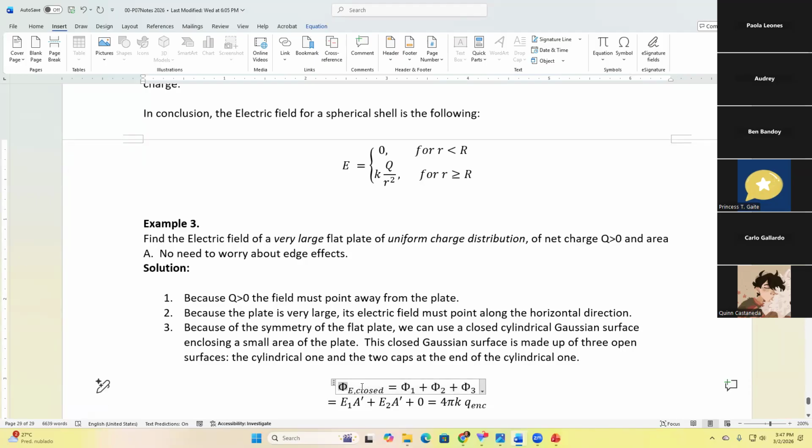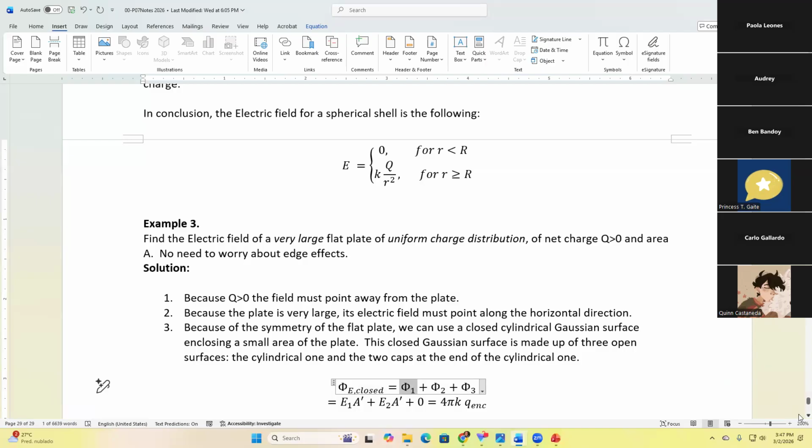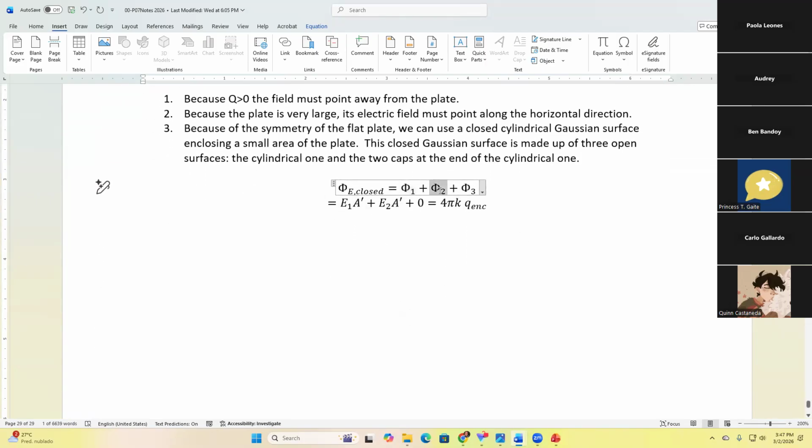The electric flux through the whole closed surface is going to be the electric flux through surface number 1, plus the electric flux through surface number 2, plus the electric flux through surface number 3, okay? And we are going to calculate each one separately. Here you go.